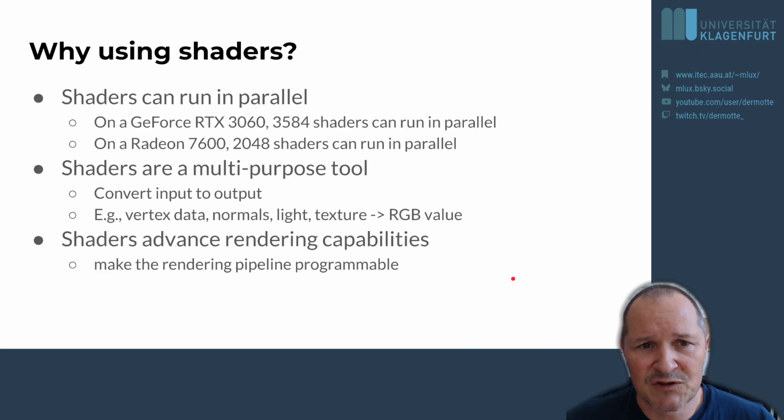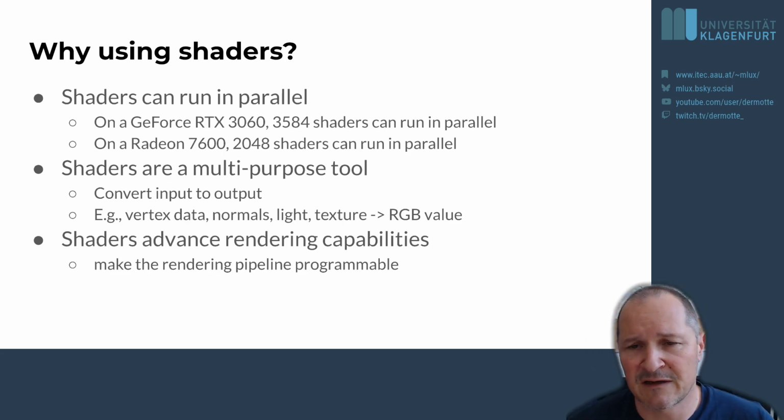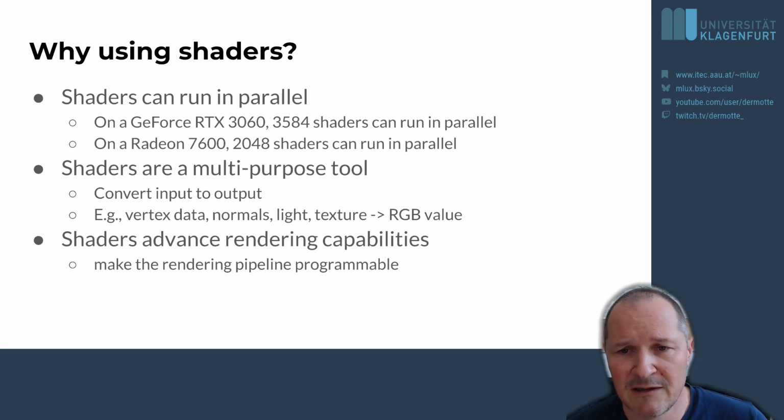Why would you use shaders? On a GeForce 3060, 3584 shaders can run in parallel. So that's quite a lot, actually, much more than we have on a common computer. And on a Radeon 7600, 2048 shaders can run in parallel. So even the cheaper graphics hardware is very much capable of running shaders massively parallel.